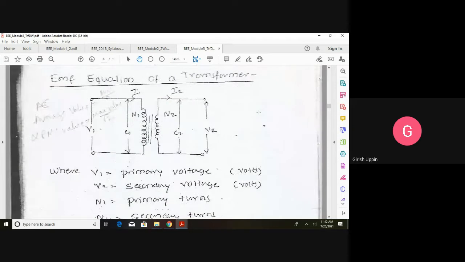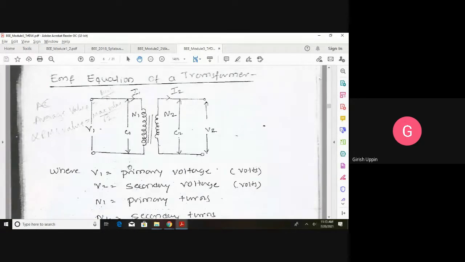Next, most important question, derivation of the EMF equation of a transformer. Now, as I told you, whenever there is a change in the flux, EMF is induced. Okay, that is the principle on which the transformer works. But how much EMF is induced? So we have to find the equation for the EMF that is induced, so that we can easily quantify how much EMF is produced.